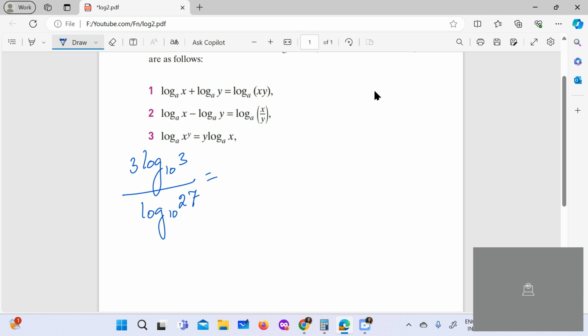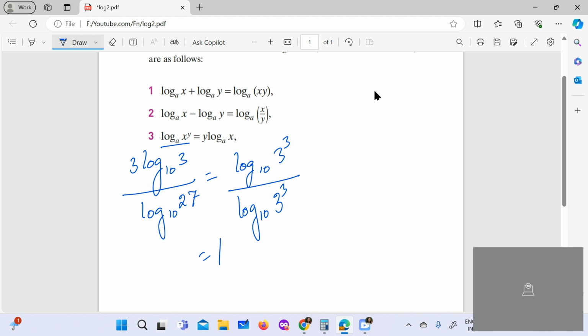This is 3 log base 10 3. This we can write in this form, right? So you will have log base 10 and 3 to the power of 3. Am I right? And then you have here log base 10, where 27 can also be written as 3 cubed, right? So both are same, we just cancel and get the answer as 1. Got it? Any doubt in this?